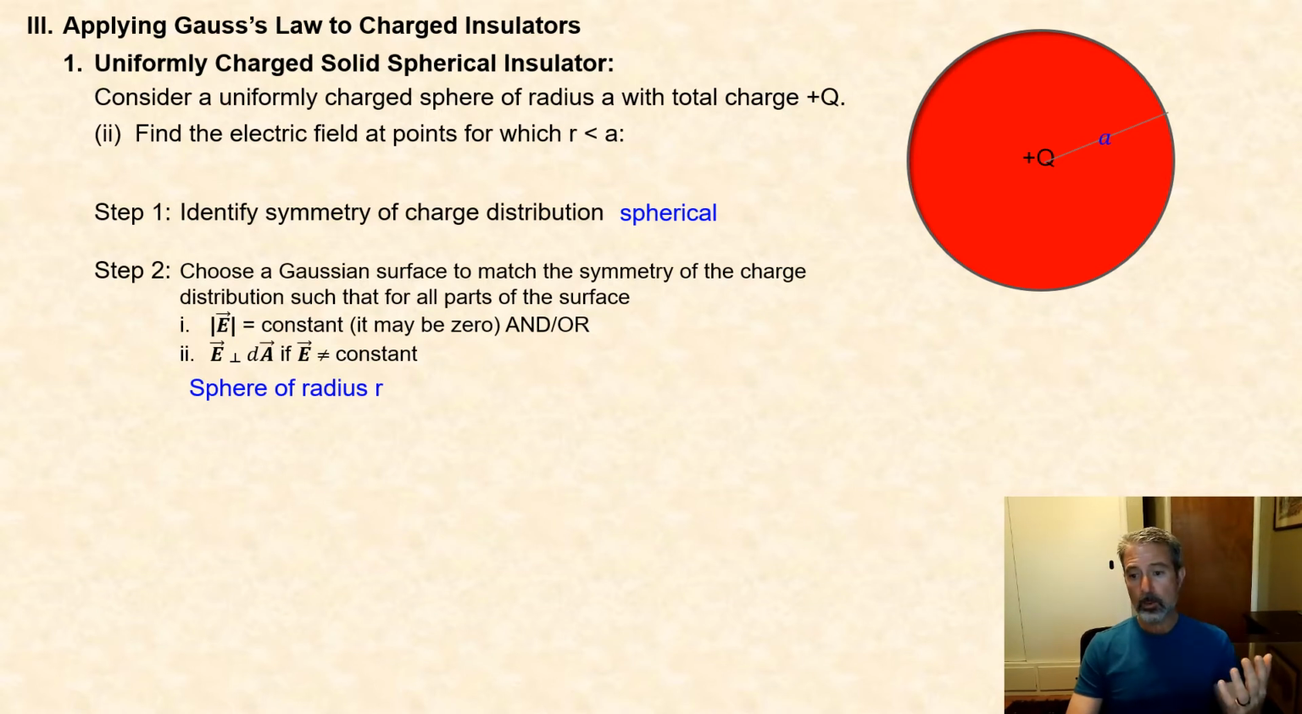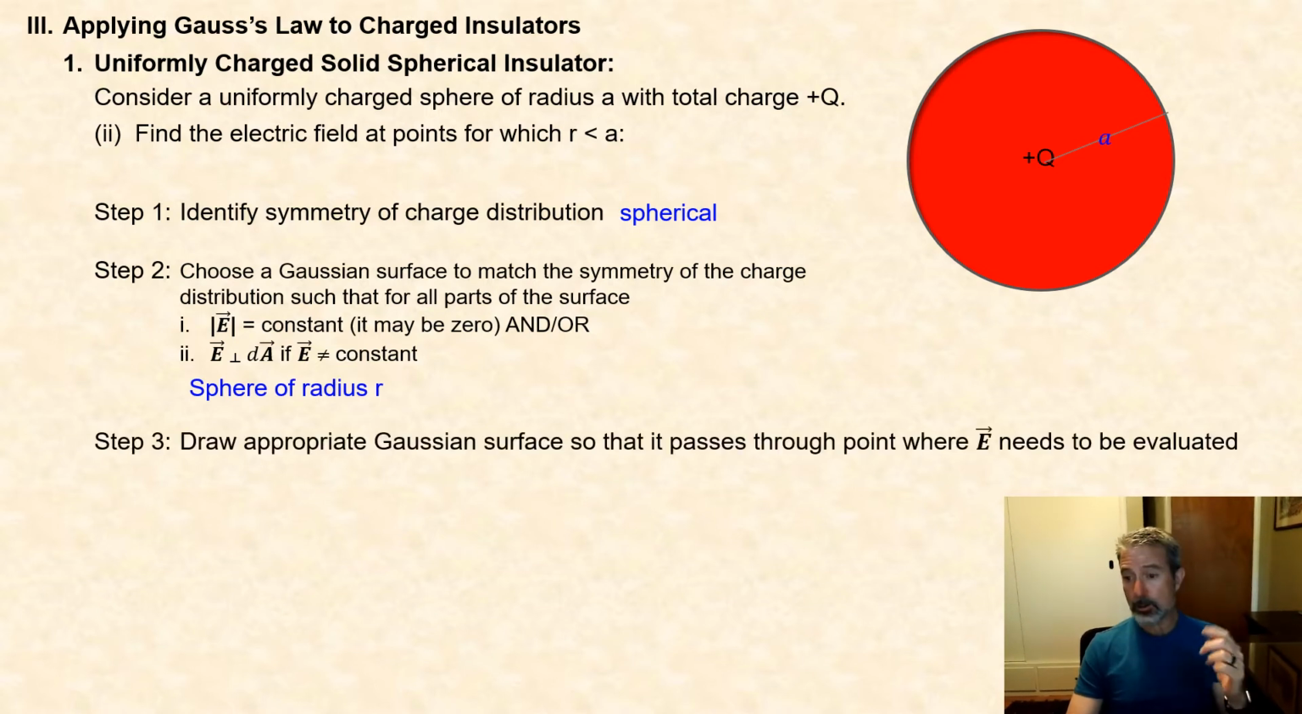So when we draw that Gaussian surface, the only difference is that we always draw the Gaussian surface going through the field point. Well, now we're looking at a point inside of the charge distribution. So let me pick an arbitrary point here. We will draw our sphere so that it goes through that point, and we will say that that Gaussian surface, really a Gaussian sphere, has a radius r, which is variable.